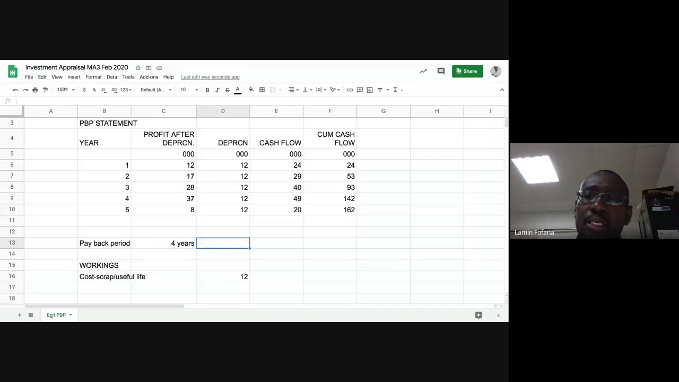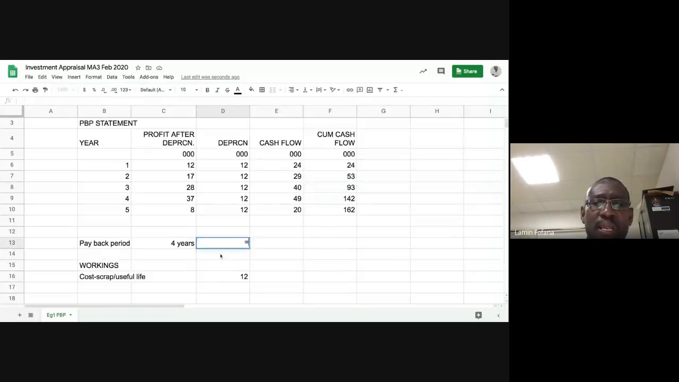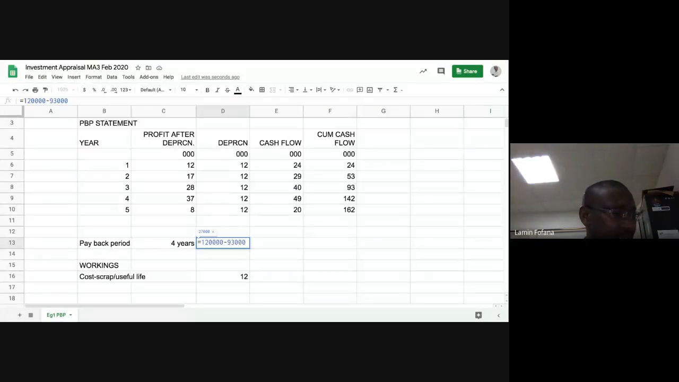Okay, the way we're going to calculate our month is easy. We know that our payback period cumulatively will be in year 4, but we don't know how many months into year 4. Up to here, we've got 93,000. So we do our formula here. We required 120,000 minus 93,000 up to year 3, isn't it?